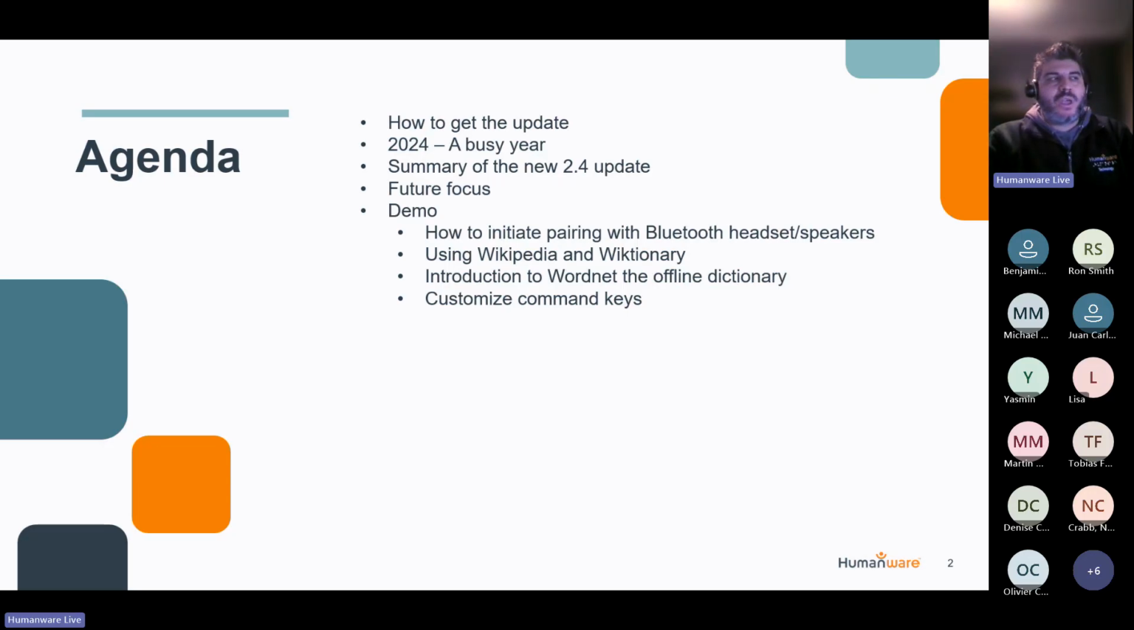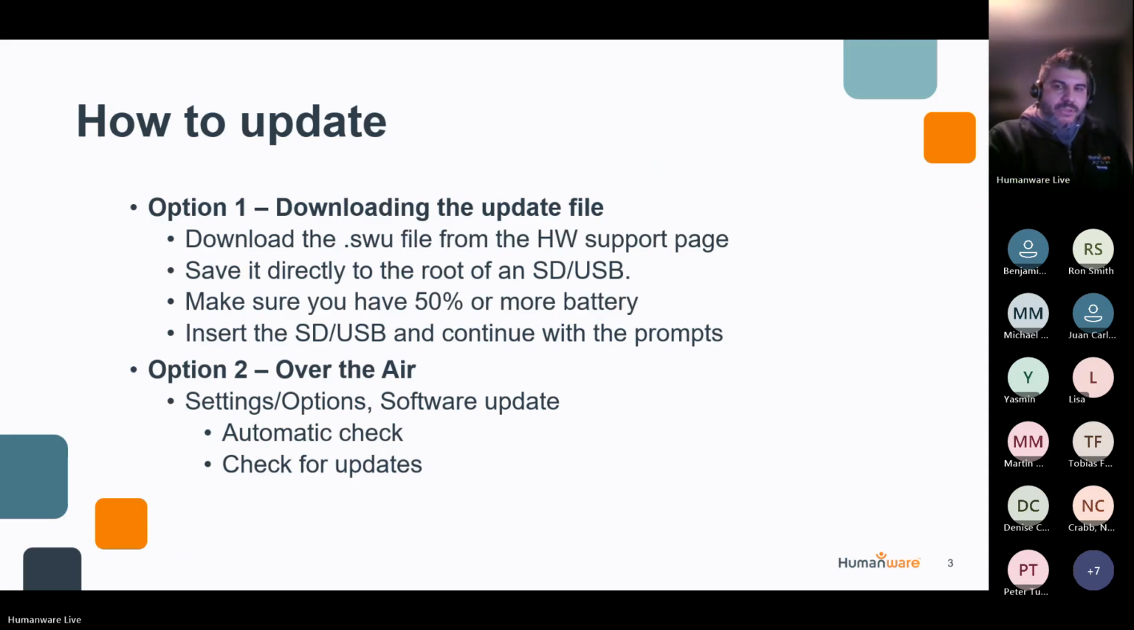We'll also look at the summary of the new 2.4 update, some future focus points, and then we'll move on to a demonstration where we'll look at how to initiate pairing with Bluetooth headsets and speakers for the Mantis and our Brailliant, using the Wikipedia and Wiktionary, and then a quick introduction to WordNet, which is the offline dictionary, and then a feature that was introduced in 2.3, which was customized command keys. That's the agenda.